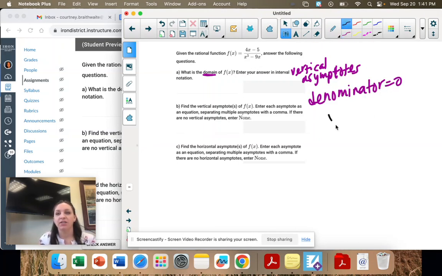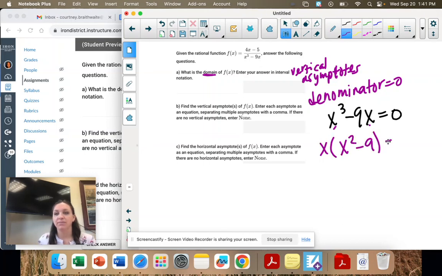So I have x cubed minus 9x equals 0. And I can factor this because I have a common term. These both have x. So I'm going to take out an x, and I'm left with x squared minus 9. And now I'm going to set each factor equal to 0. X is a factor, it equals 0. And then x squared minus 9 equals 0.